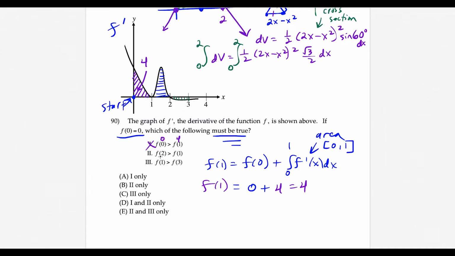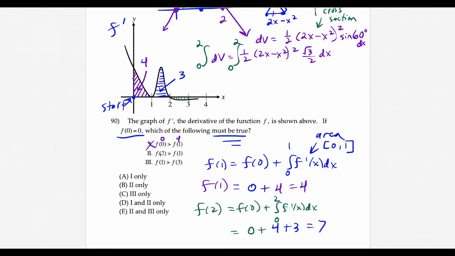So now the next thing to think about is f of 2. So f of 2 is equal to f of 0 plus the integral from 0 to 2 of f prime of x dx. So for something like this, we just evaluate this. This is going to be 0 plus. And now this time around, we could just say this area here. Let's say this area is, we'll just assume it's equal to 3. Well, then the integral from 0 to 2, we would have this area of 4 plus the other area of 3, which would be equal to 7.